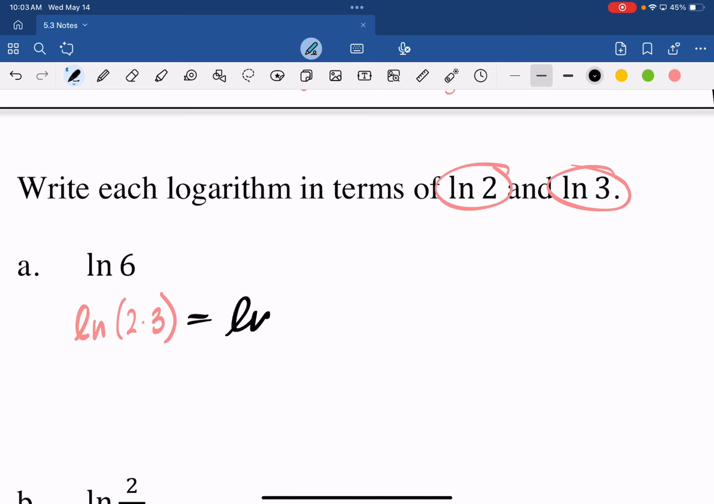So I leave my base the same. Here's my addition problem. Base stays the same. Natural log of 2, natural log of 3. We add them together.